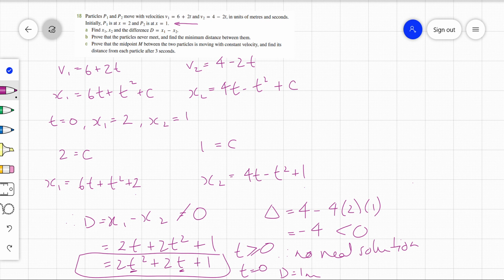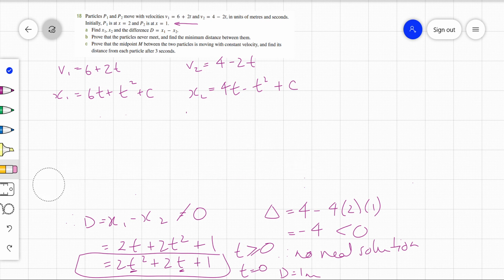So now, if we want the midpoint, let me rub that out. We don't need that anymore. Plus 2 and plus 1. Just remember that. Alright, plus 2 and plus 1, there we go. So if I wanted the midpoint, let's just call it M, really what am I doing? I'm just adding these two displacements over 2. That would be giving me my midpoint.